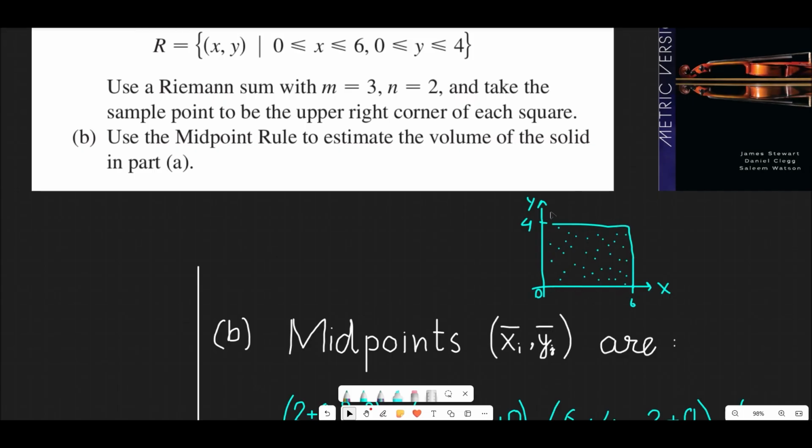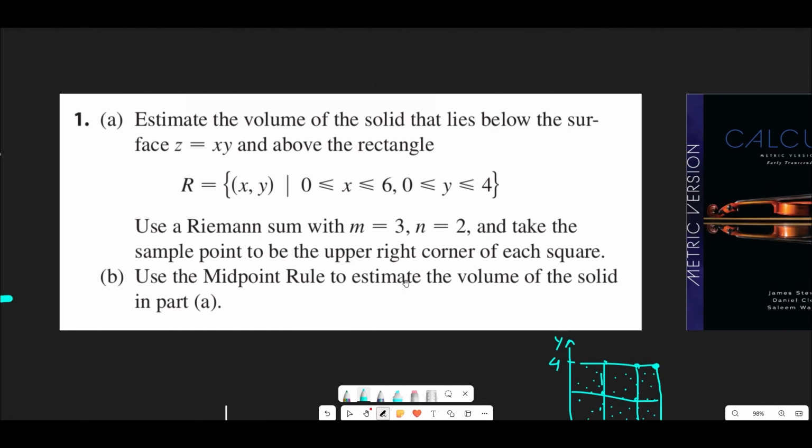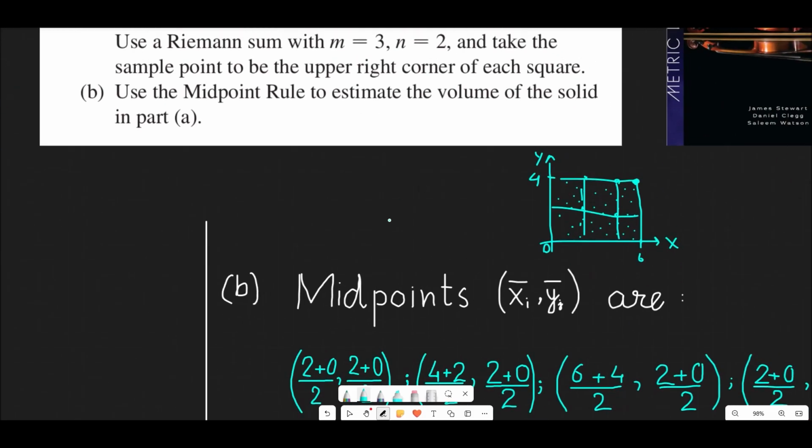Let this be the square. If this is the square, then this would be its upper right corner, and we have to find every subrectangular region and their upper right corner points to find the volume of the solid that lies below the surface z equal to xy. So now let's jump to the solution.